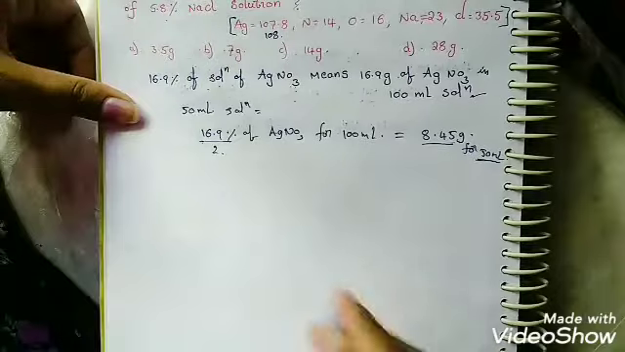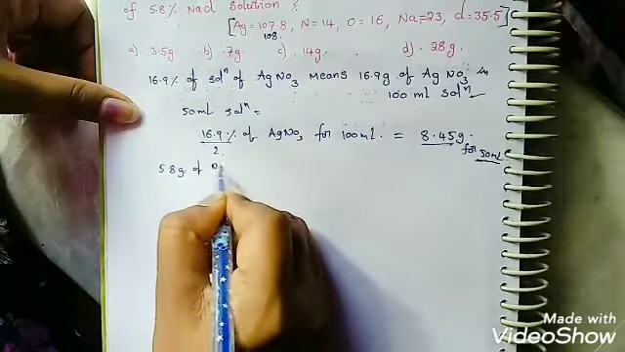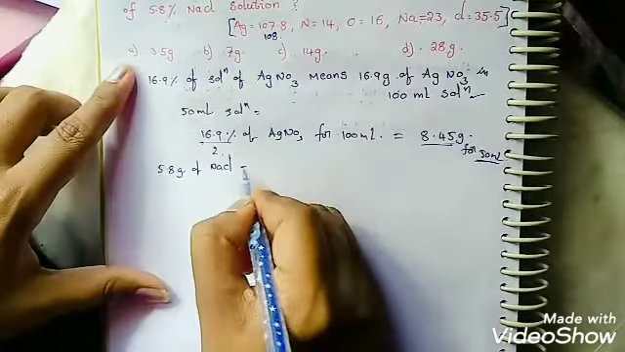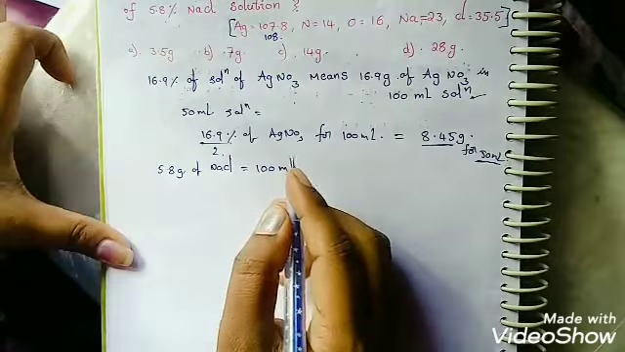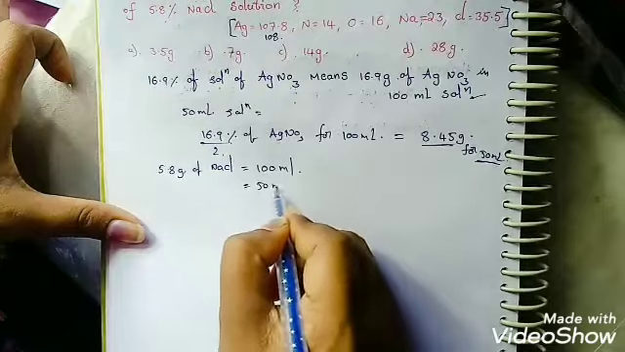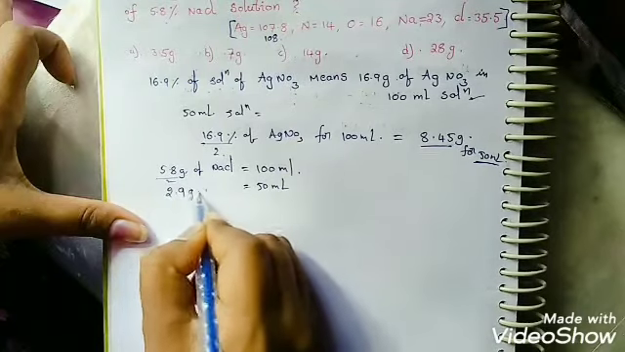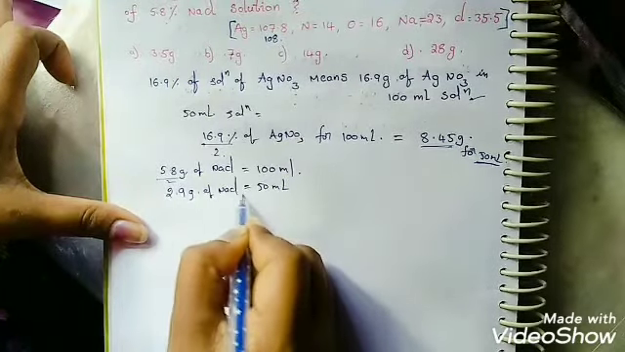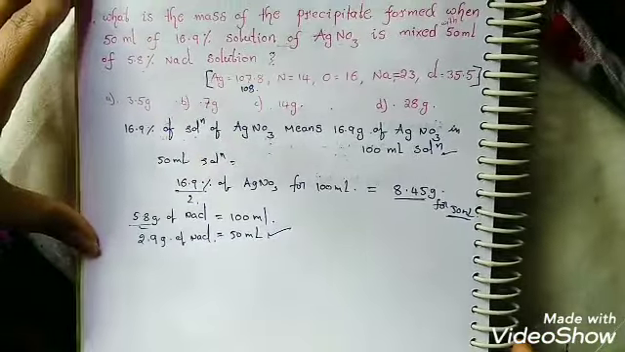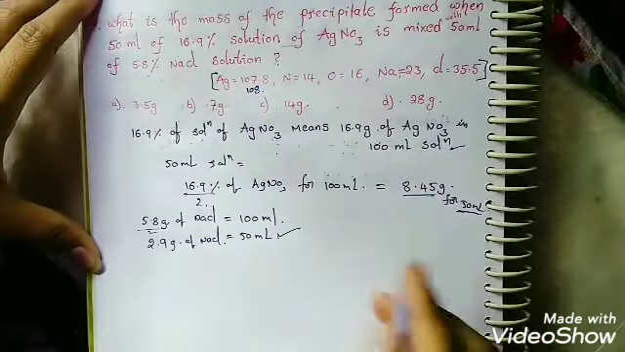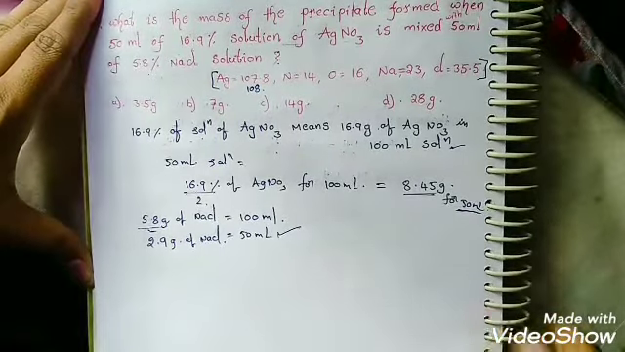Similarly, if you take 5.8 grams of NaCl in 100 ml solution, then for 50 ml of solution it is 5.8 by 2, that means 2.9 grams of NaCl. Did you understand, students?